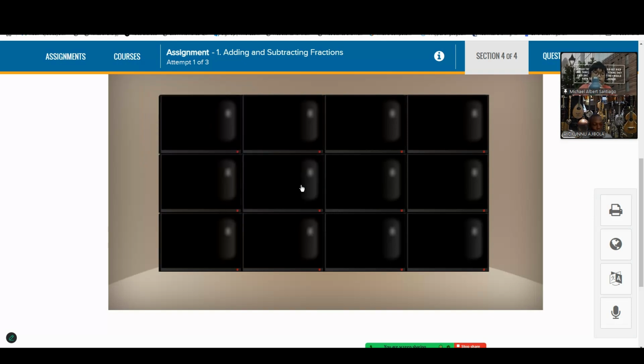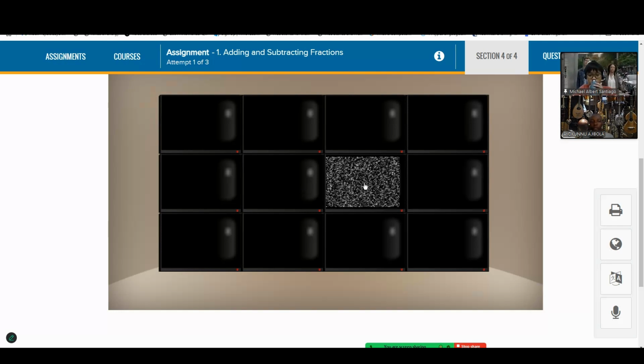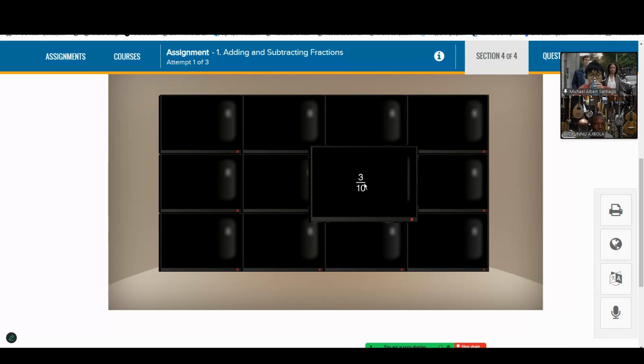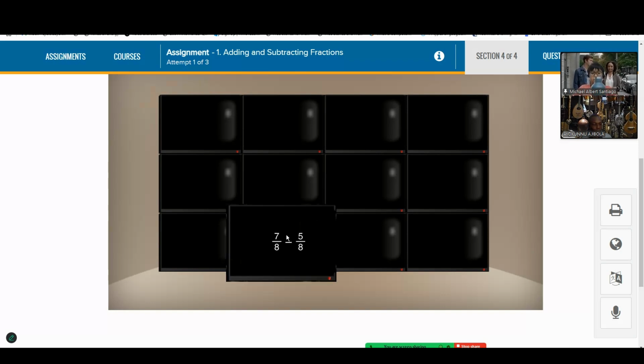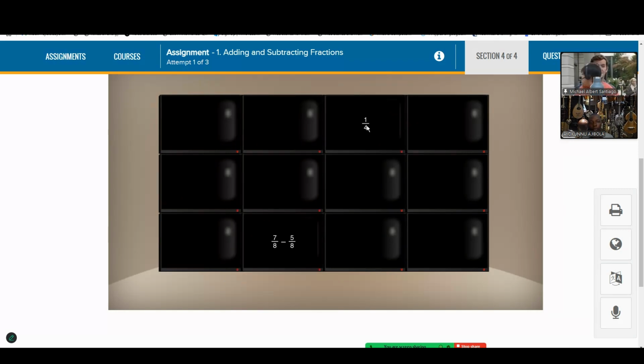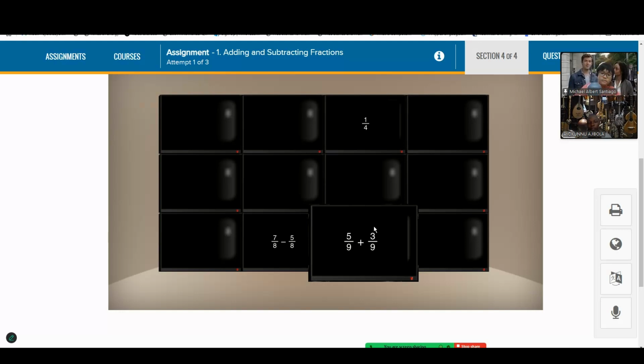We have 8 over 9 for this space, and that is just 8 over 9. So let's check the next one. We have 3 over 10 for this. And let's check this one. We have 7 over 8 minus 5 over 8, okay? So 7 over 8 minus 5 over 8, we have 1 over 4. 7 minus 5 is 2, okay? So 2 over 8 is 1 over 4.